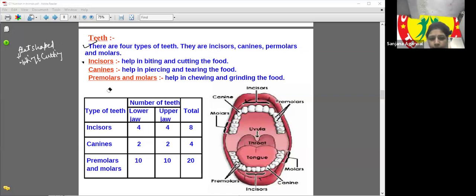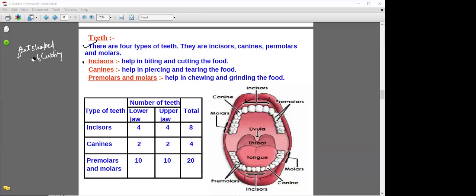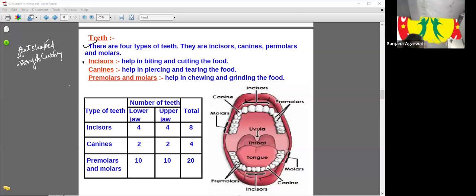And how many pairs? Four pairs. Okay, moving ahead.